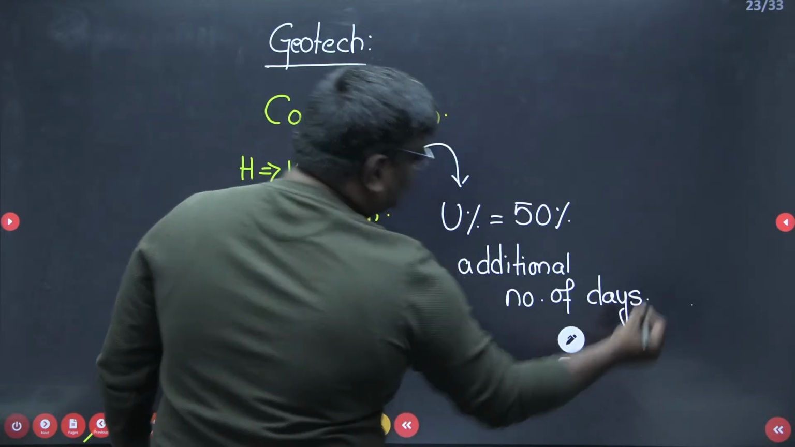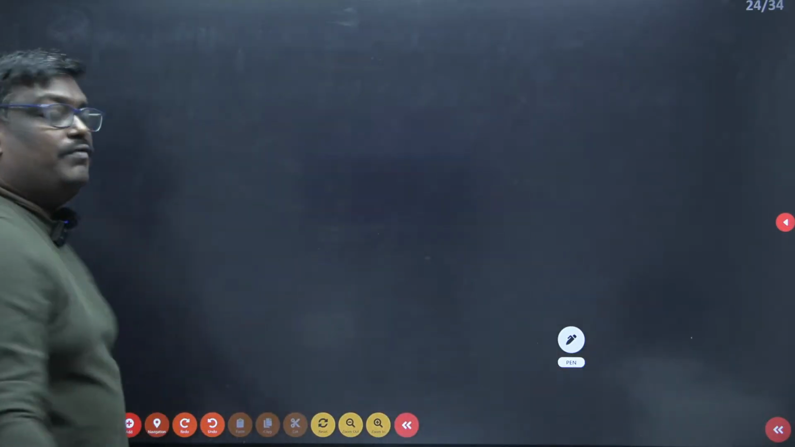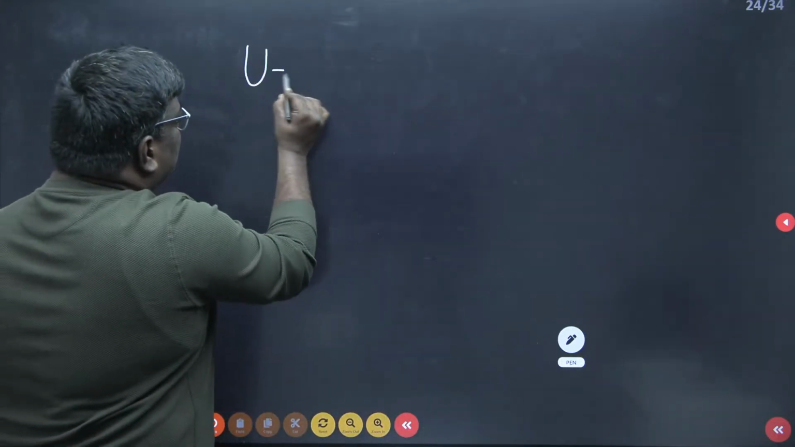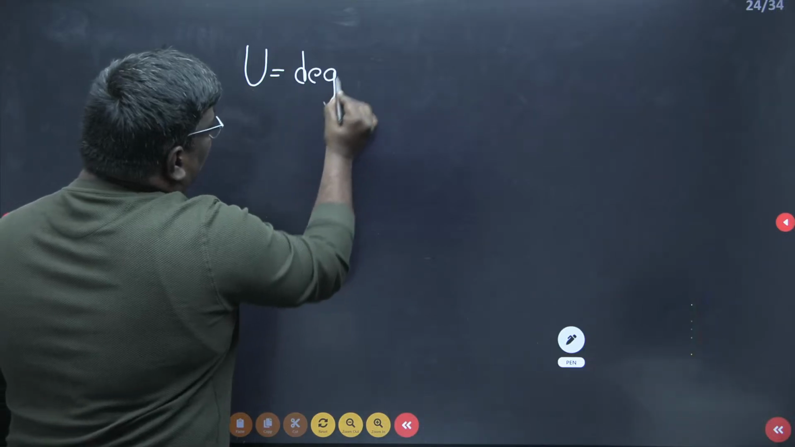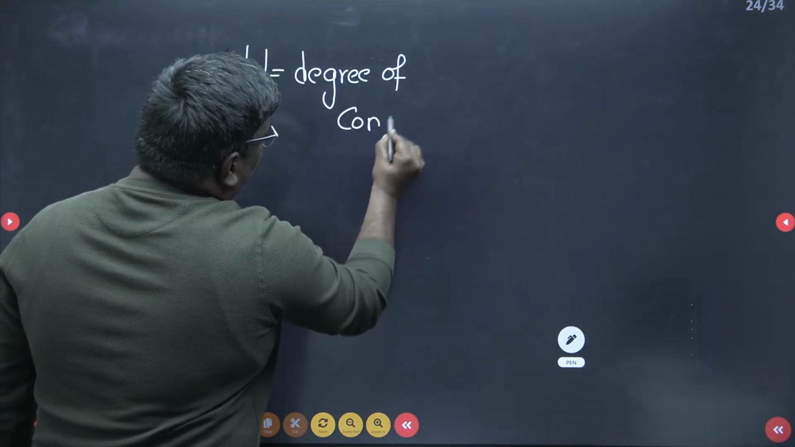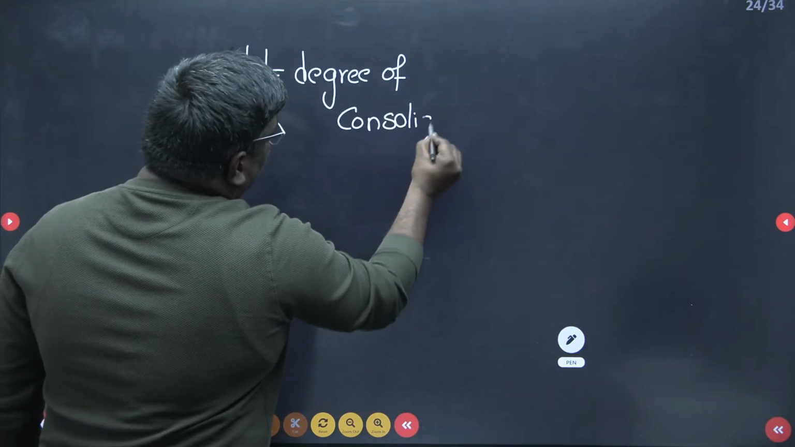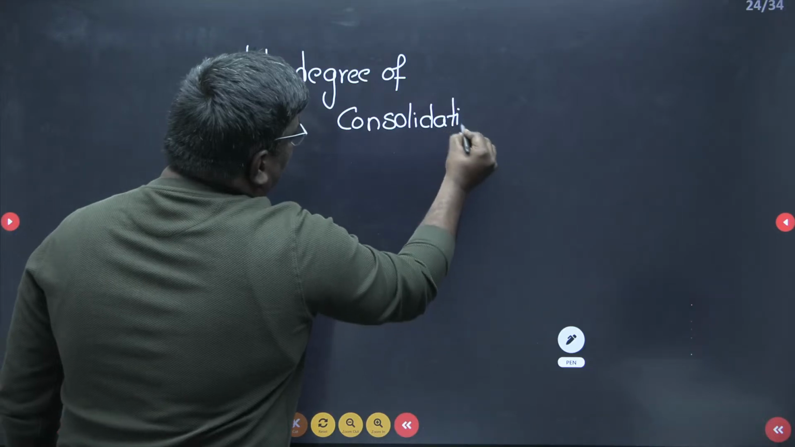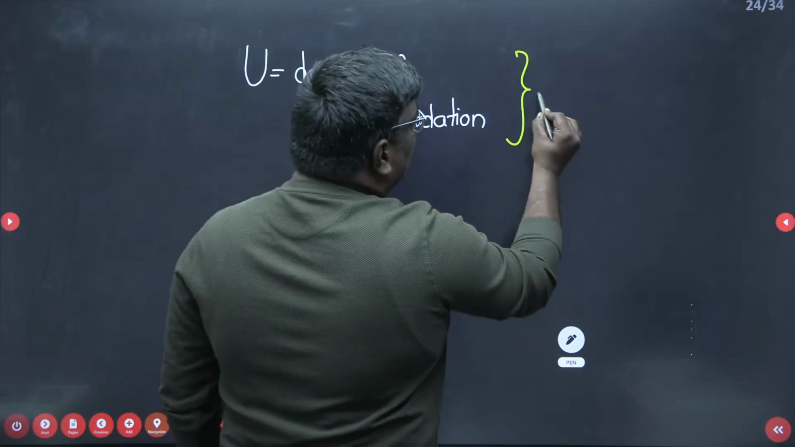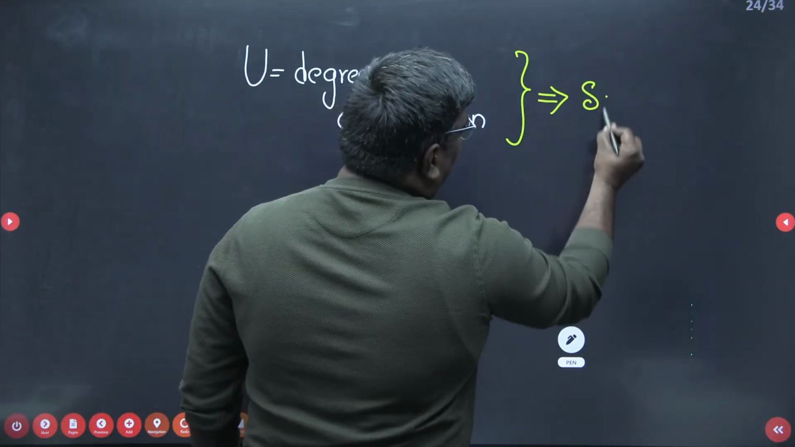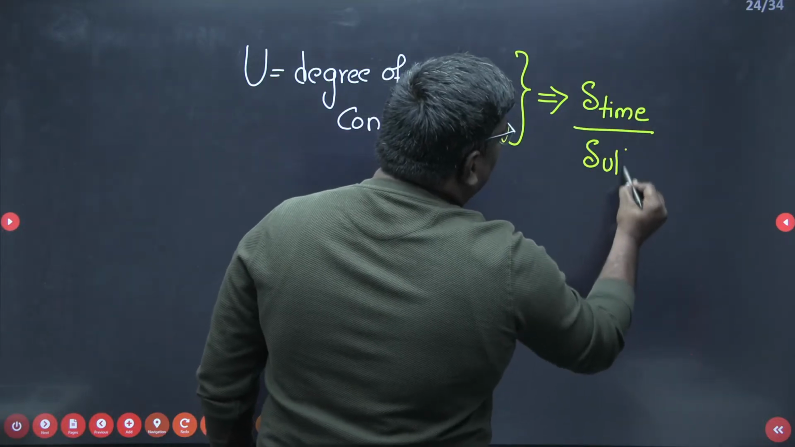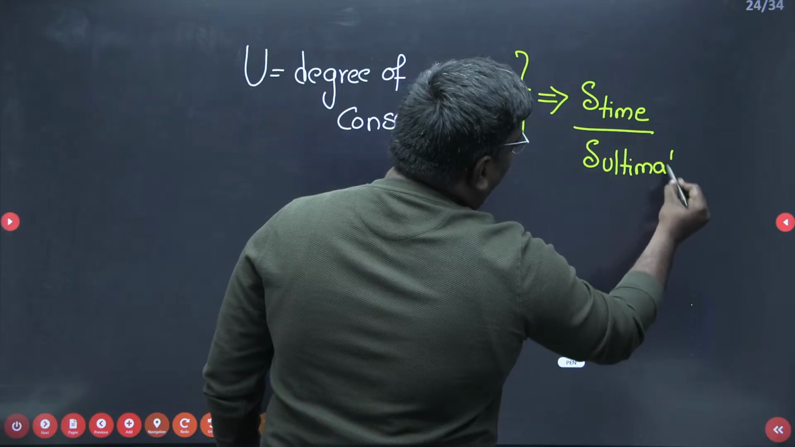My dear students, first of all, we should understand what we mean by degree of consolidation here. Suppose I consider U as the degree of consolidation. What is the formula for degree of consolidation? Anyone, can you tell me? Here, the degree of consolidation is given by the formula: settlement at a time upon ultimate settlement. This is the degree of consolidation given for the problem.